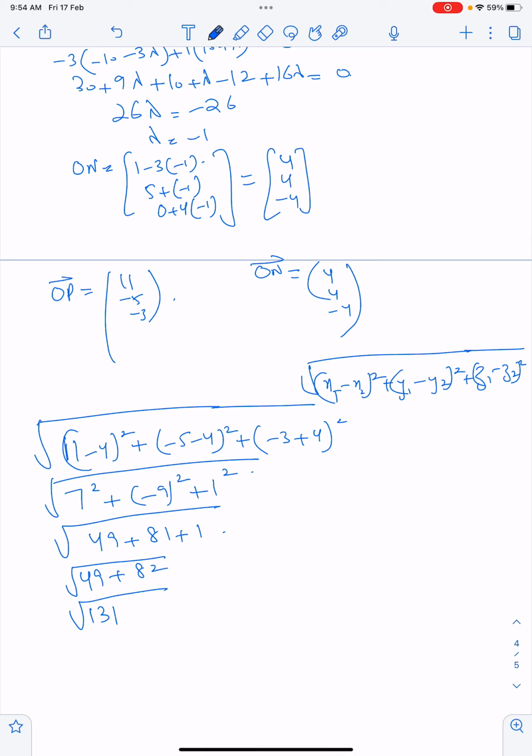Square root of 131 is going to be the distance between the two, which is 11.4 units. This is the answer to this question.